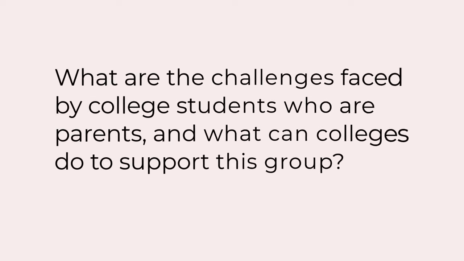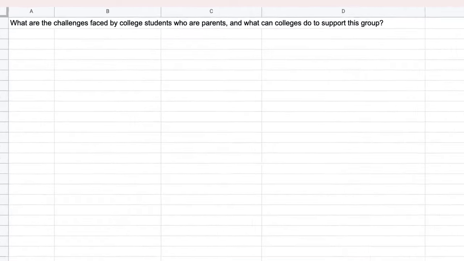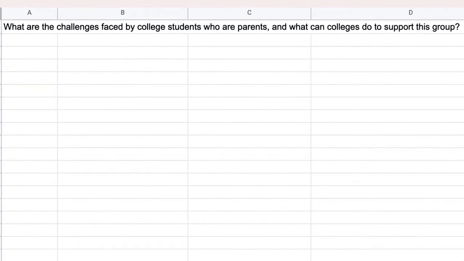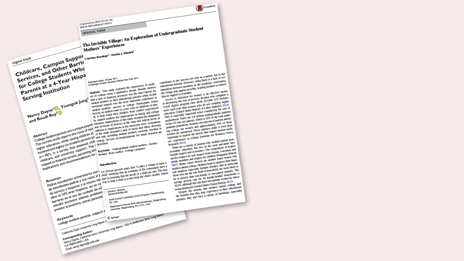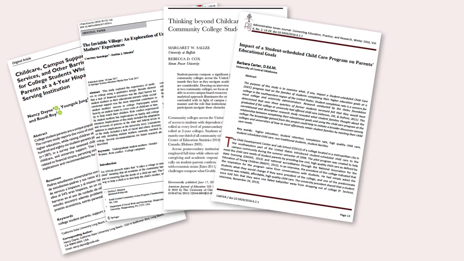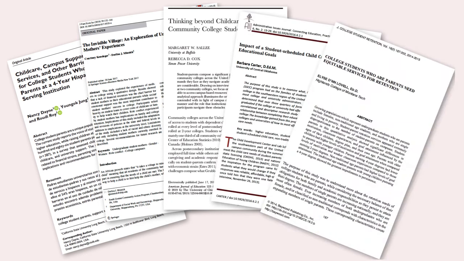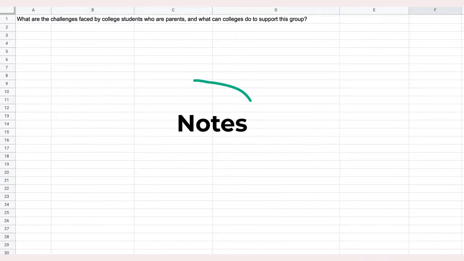Let's say my research question is, what are the challenges faced by college students who are parents, and what can colleges do to support this group? I'm going to put that at the top of my spreadsheet to help me remember that the most important information from my sources will be information that helps me answer this question. I have 5 sources that I found on my topic that I want to use in my literature review. For most literature reviews, I would probably use quite a bit more than 5, but let's keep it simple for this example.